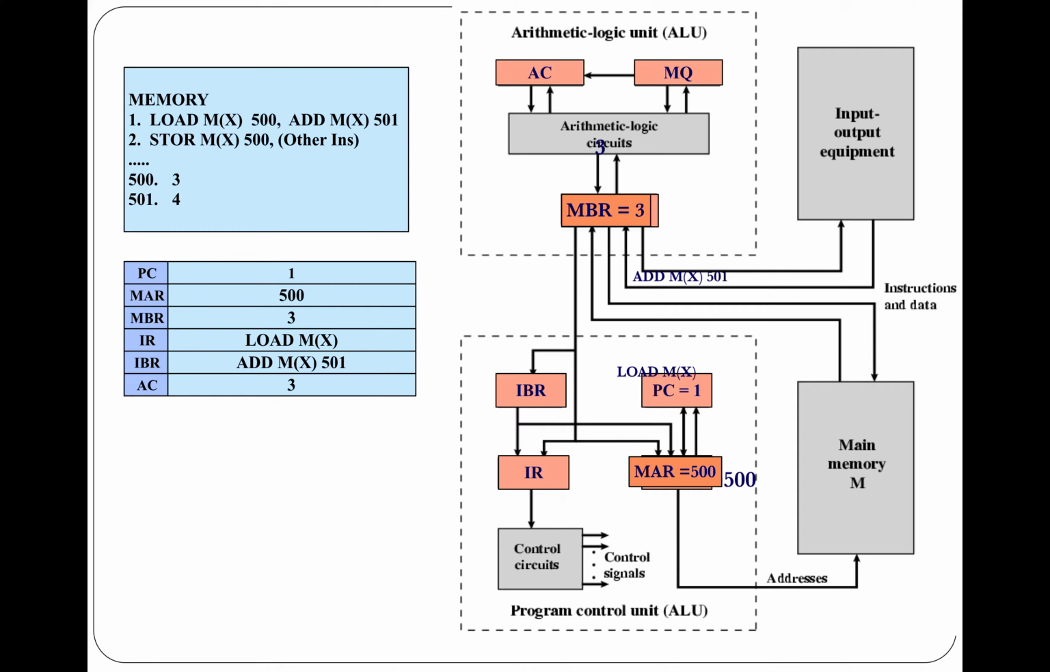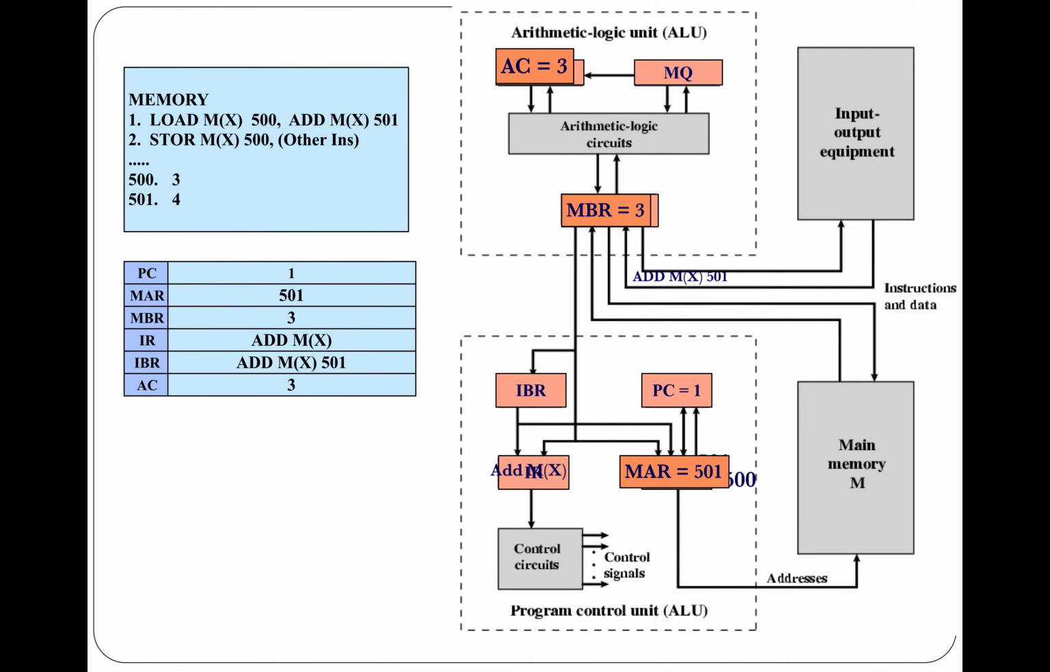And this value of MBR is further transferred to the accumulator, and so the accumulator value is also updated as 3. The other part of the instruction, that's add mx 501, the right hand side part of the instruction, goes to the IBR followed by IR. The IR contains the opcode and the MAR contains the address part, which is 501.